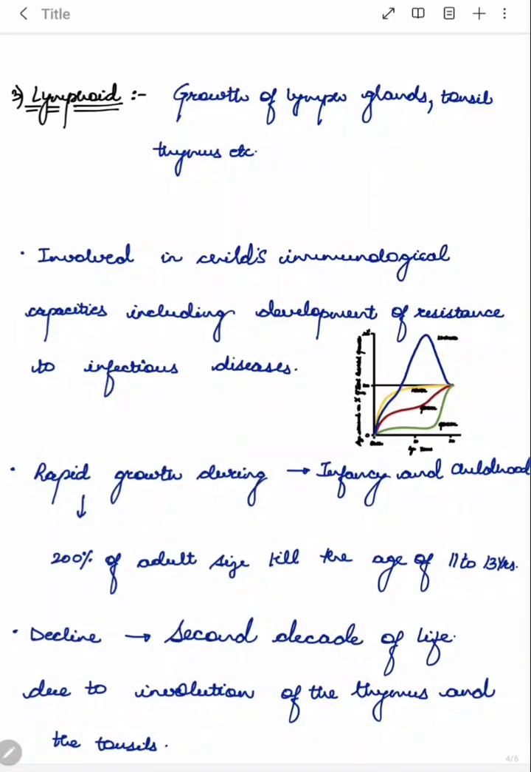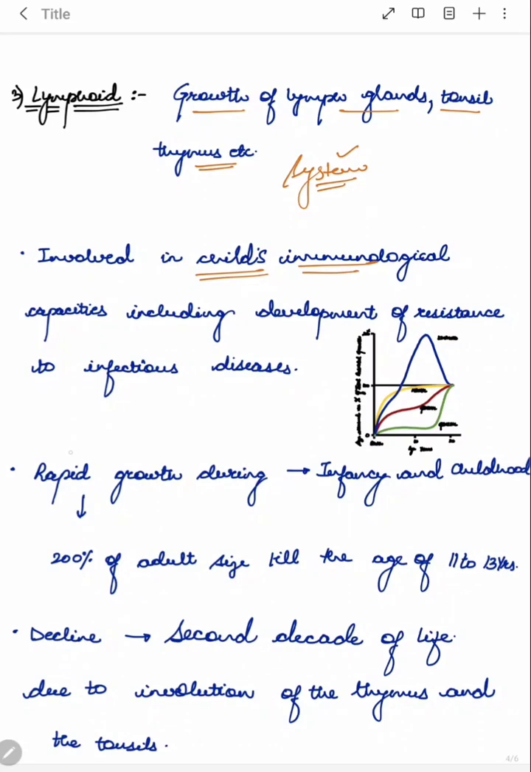This lymphoid curve basically describes the growth of lymph glands, tonsils, thymus, etc., or you can say the lymphoid system as a whole. Now, what is the importance of the lymphoid system? It helps in enhancing the child's immunity.